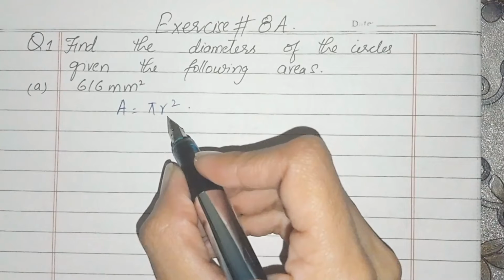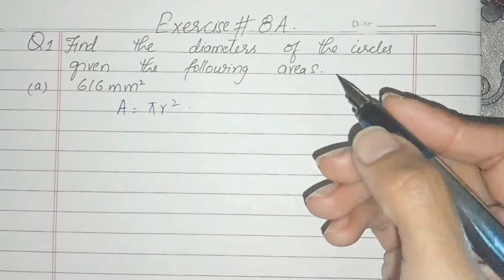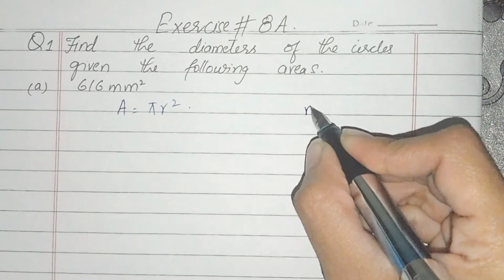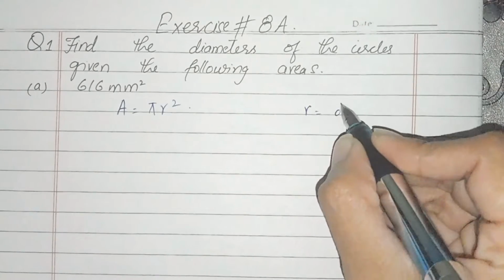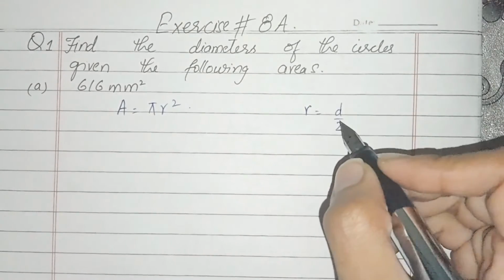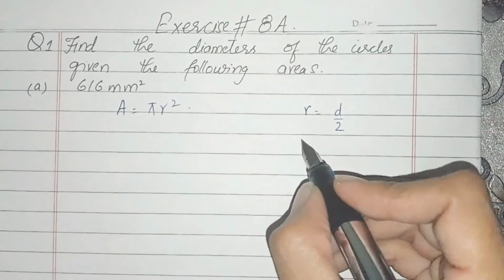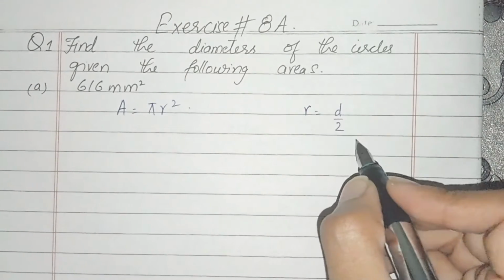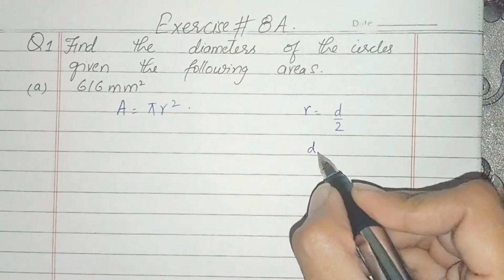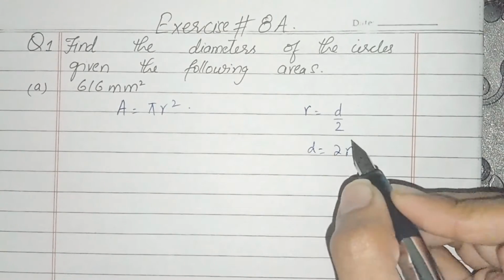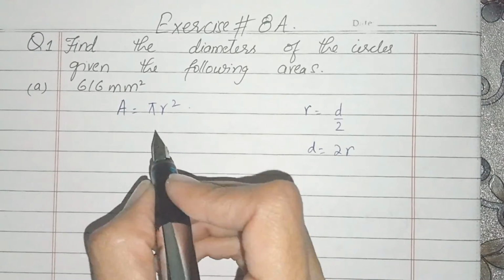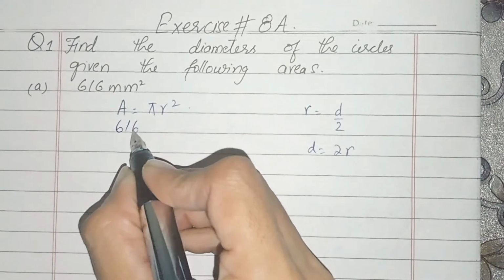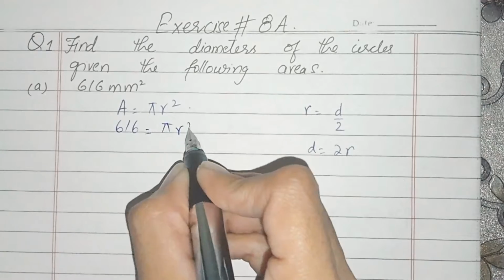To find the diameter, first we have to find the radius. We know that radius is equal to d by 2. When we find the radius, we can easily find the diameter, and diameter is equal to 2r. Now area is given to us. Area is 616 and this is pi r square.